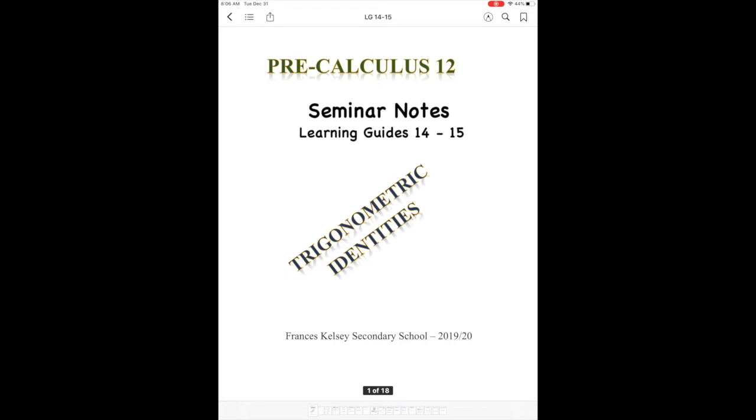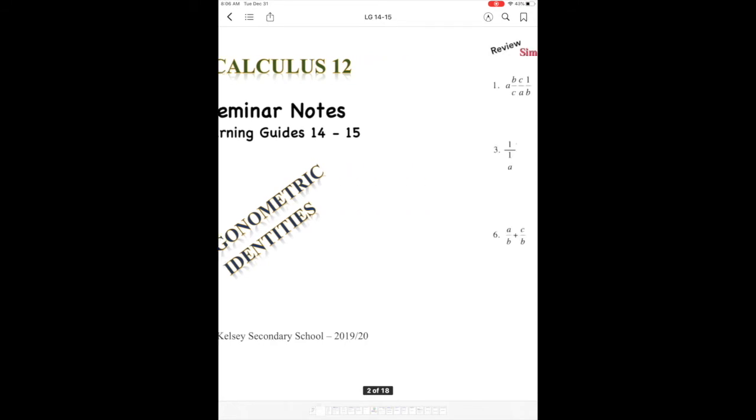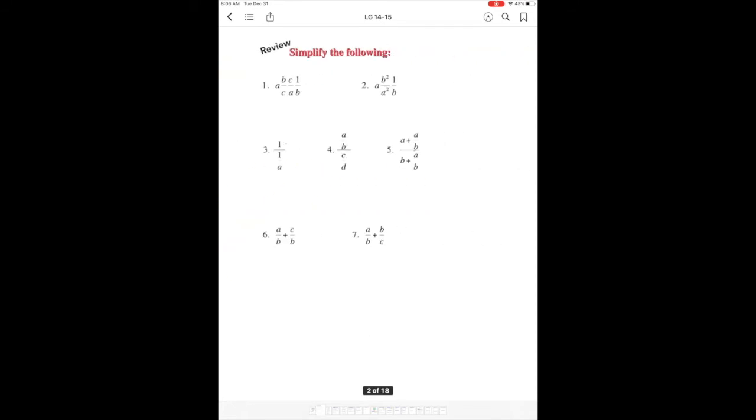All right, we're back. Now we're on to Learning Guide 14, Trig Identities. Trig identities are used mainly in robotics, looking at trying to get one movement connecting to another movement, and we have to learn how to prove the right side and left side equal each other. So first of all, we're going to review some simplifying.